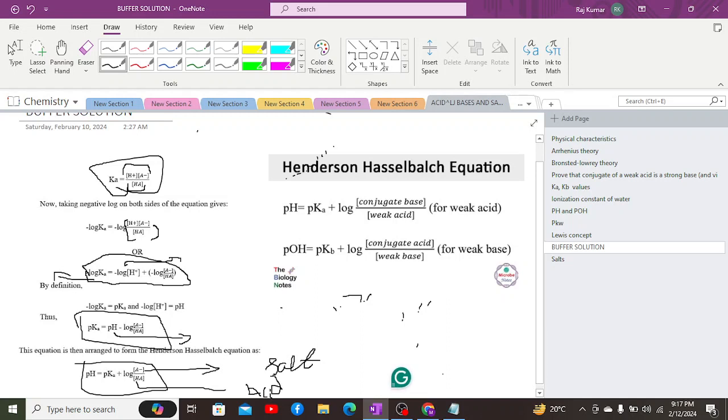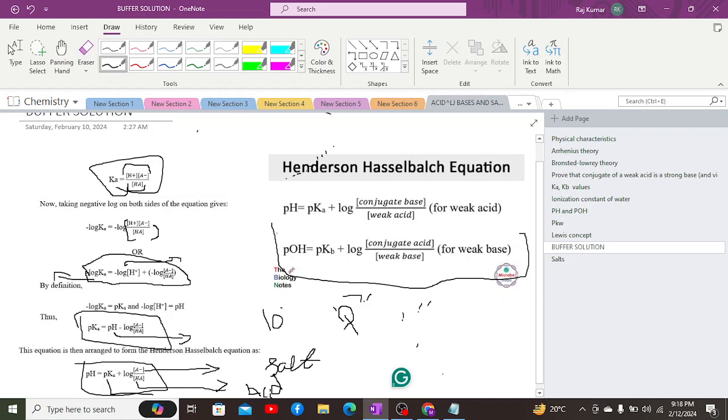One more thing I would like to highlight: whenever we have equal concentrations of salt and acid, the answer of the log would be log 1, which is equal to 0. At that moment, the buffer is an ideal buffer, and that buffer has its pH equal to pKa. Moreover, for any increase or decrease in pH, we can find it with this equation. Likewise, we have the Henderson-Hasselbalch equation for the weak base as well, for the basic buffer.